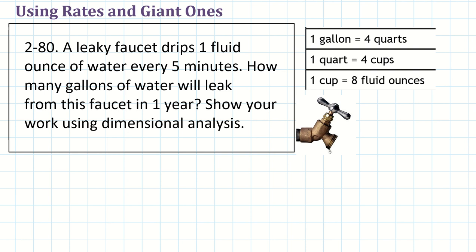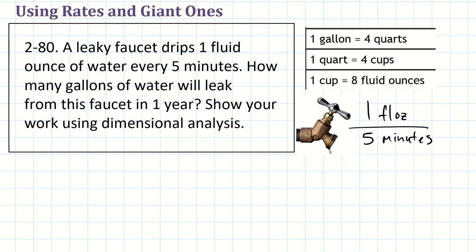A leaky faucet drips 1 fluid ounce of water every 5 minutes. Stop. That is a rate that's embedded in this problem. So I'm going to write that down as one of the things that I see here. It says 1 fluid ounce, abbreviated FLOZ, of water every 5 minutes. How many gallons of water will leak from this faucet in 1 year?